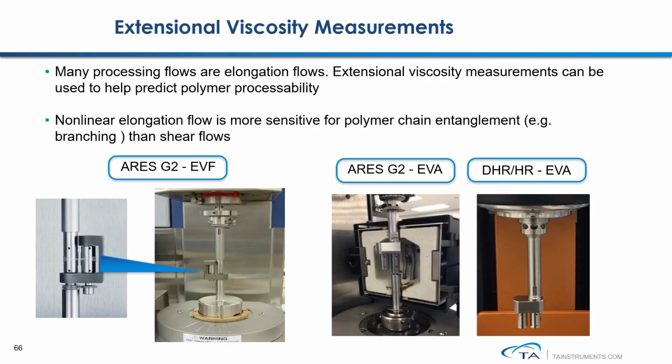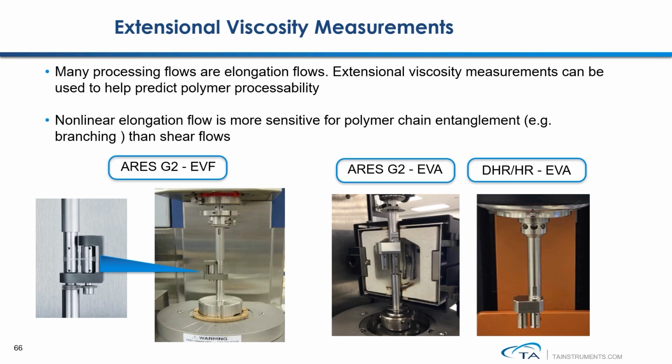For both ARES-G2 and Discovery Hybrid Rheometer users, we provide a special accessory called the EVF or EVA, Extensional Viscosity Fixture or Extensional Viscosity Accessory. This accessory allows you to measure the extensional viscosity of polymer melts. Many processing flows are elongation flows. Extensional viscosity measurements can be used to help predict polymer processability.